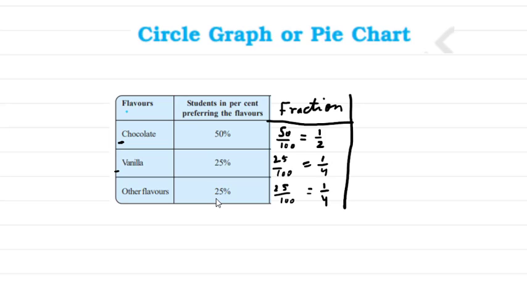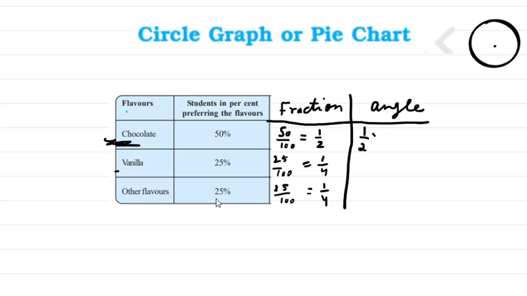Then always the pie chart is in the circular form, so we will just find out the corresponding angle for this particular area. Here you know that the total angle is 360 degrees. So now we will find out the angle. For finding the angle, you take the fraction and multiply it with 360, so you will get the angle.